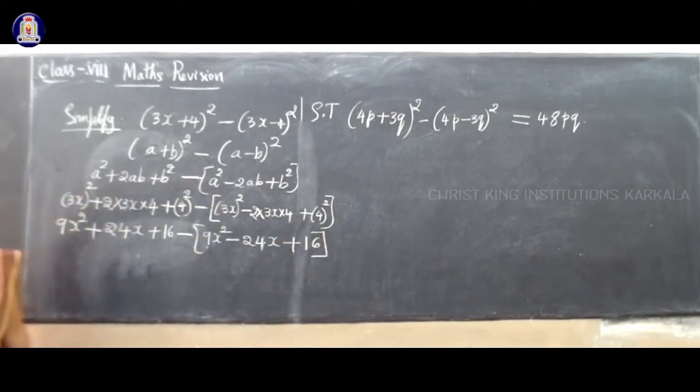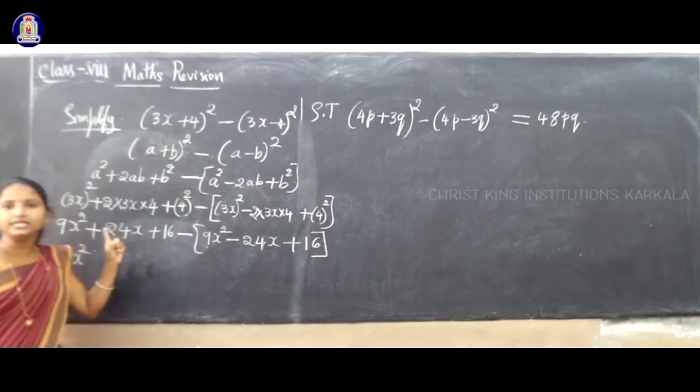Okay. Now the second term is inside the bracket, so first you have to remove the bracket. So what we have to do? First term, write as it is. Why write as it is? Because we cannot simplify, we cannot add the terms, isn't it?